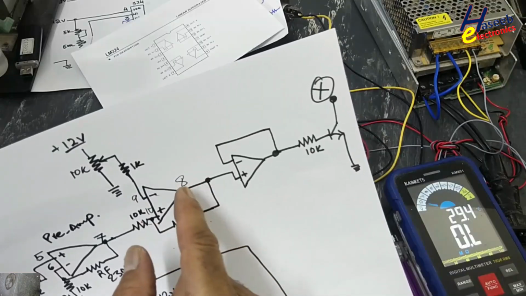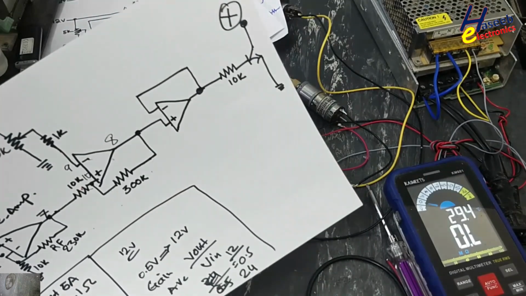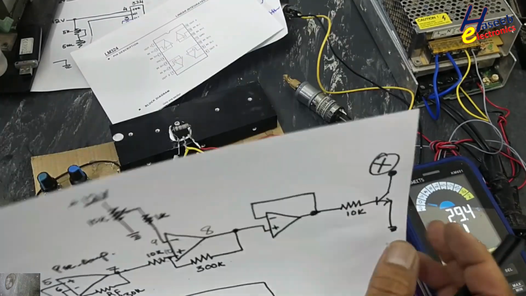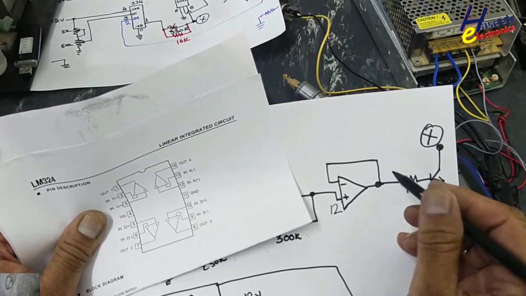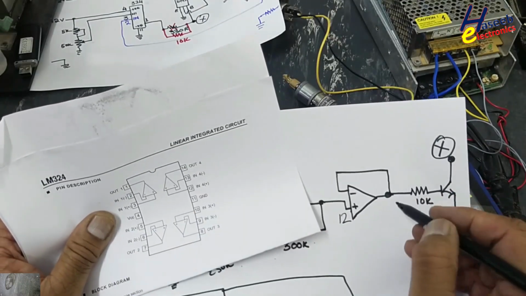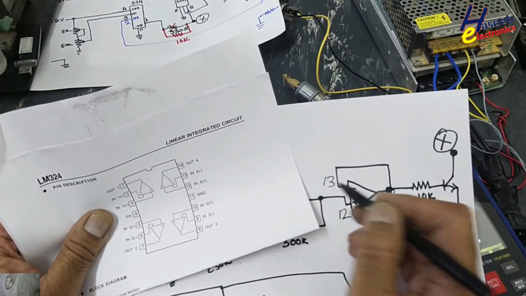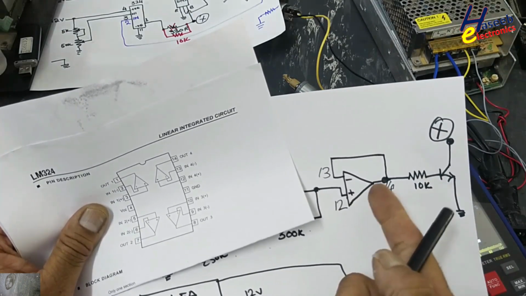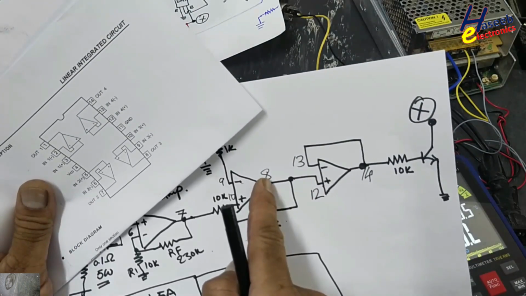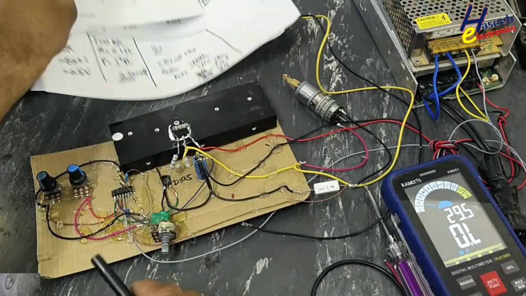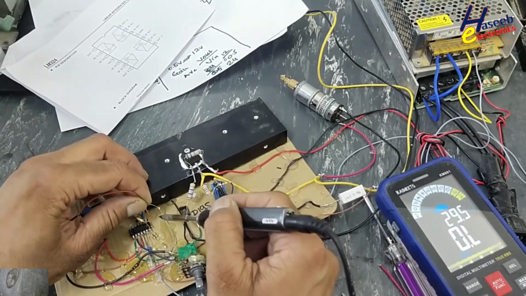Now we'll inject the output of this section to the next stage as a unity gain amplifier for impedance matching. It will reach the next stage, pin number 12. Pin number 14 is the output. Pin number 13 is here. We will connect 13 and 14 together. Now we will jumper pin number 8 to pin number 12.